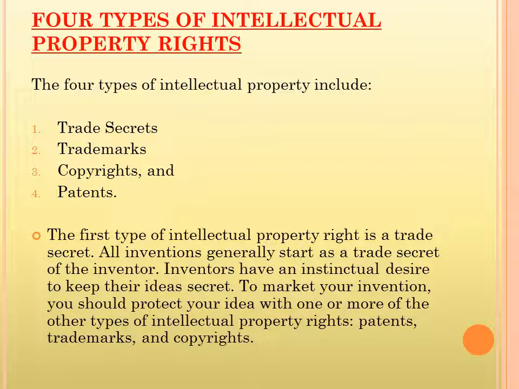The first type of intellectual property right is a trade secret. All inventions generally start as trade secrets of the inventor. Inventors have an intellectual desire to keep their ideas secret. To market your inventions, you should protect your idea with one or more of the other types of intellectual property rights: patents, trademarks, and copyrights.